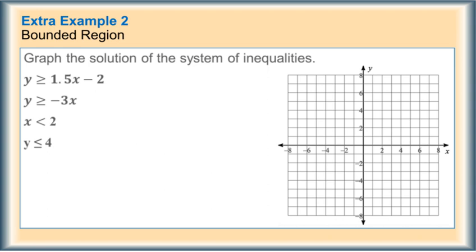Next, graph the solution of the system of inequalities here. So the bounded region, again, so I'm going to make this 1.5 is 3 halves. That'll make that easier when you're graphing it. So we'll use blue for this first one. So point at -2. And then we have up 3 to the right 2.